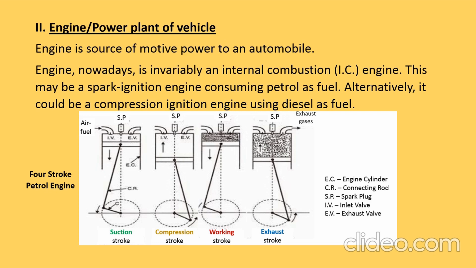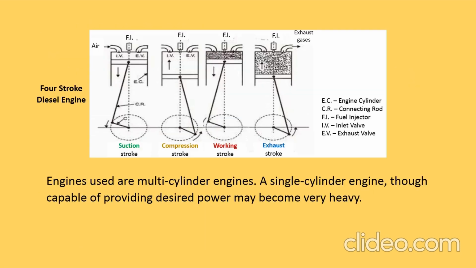Now regarding the engine, or the power plant of the vehicle. The engine is the source of motive power to an automobile. The engine nowadays is invariably an internal combustion engine, that is IC engine. This may be a spark ignition engine consuming petrol as fuel. Alternatively, it could be a compression ignition engine using diesel as fuel. Here we have shown the 4-stroke petrol engine and 4-stroke diesel engine. The engines used are multi-cylinder engines. A single-cylinder engine, though capable of providing the desired power, may become very heavy and therefore may be unsuitable.